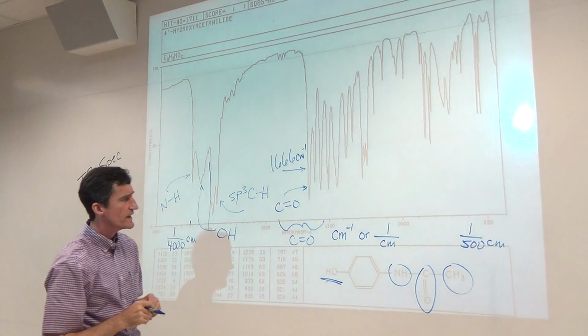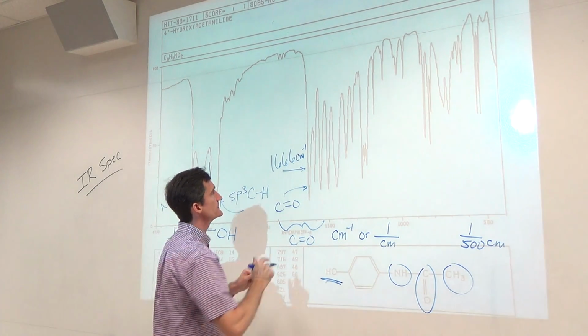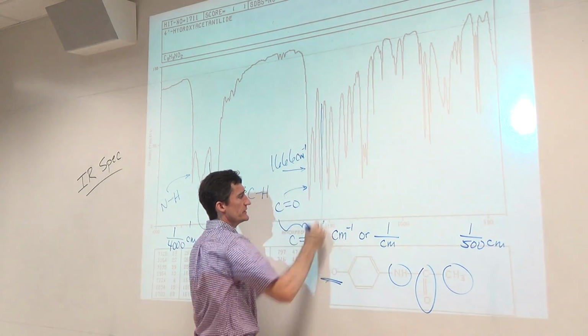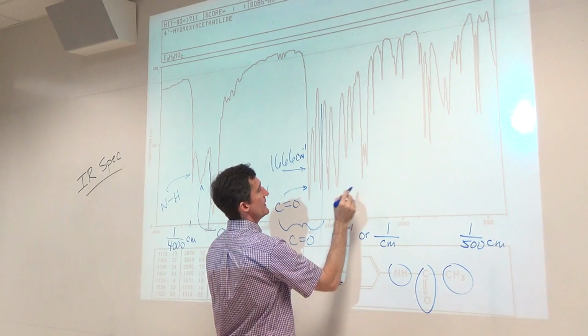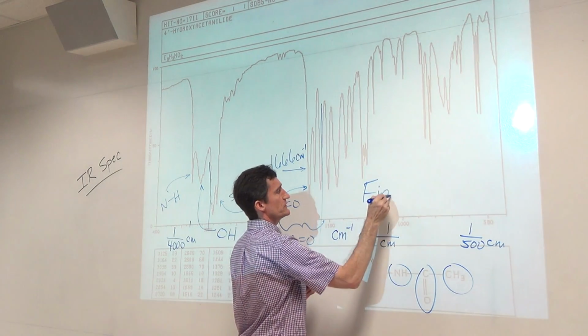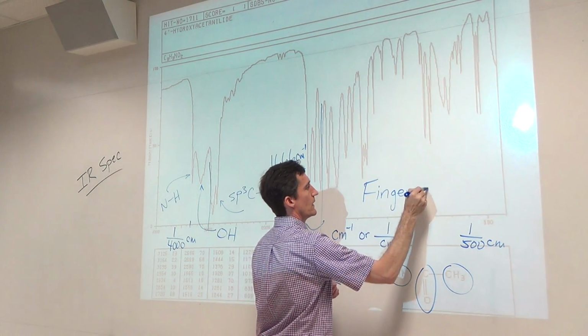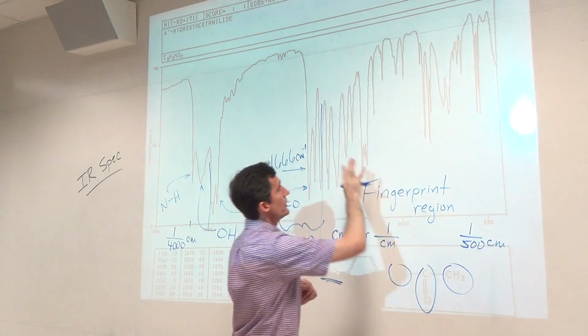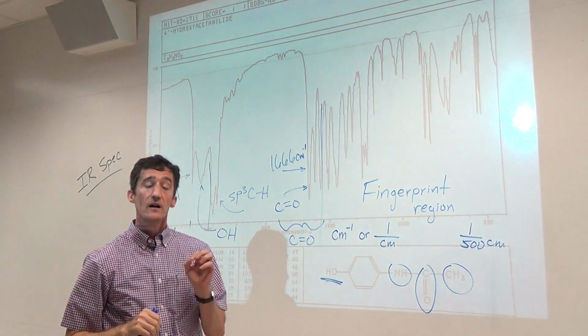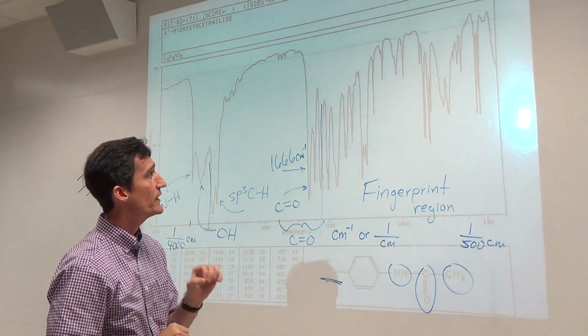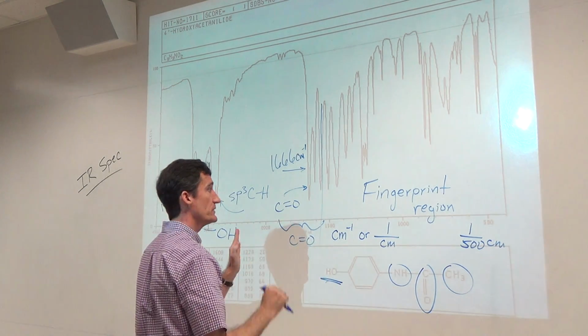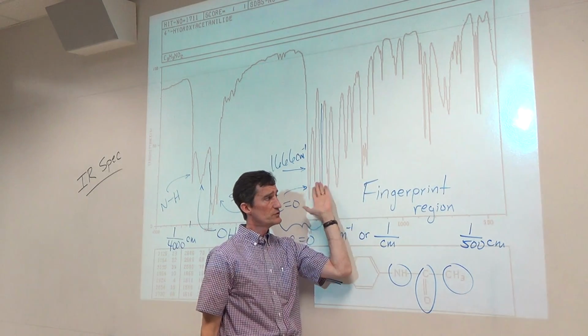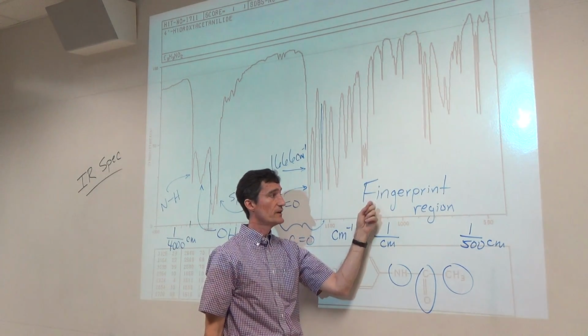One other thing that we can point out here at the introductory point is roughly about 1500 down. This is called the fingerprint region. You'll have lots of peaks down here. They're not all interpreted. Sometimes we'll look down in that region. But one thing this region is used for is exactly what it says, fingerprint.